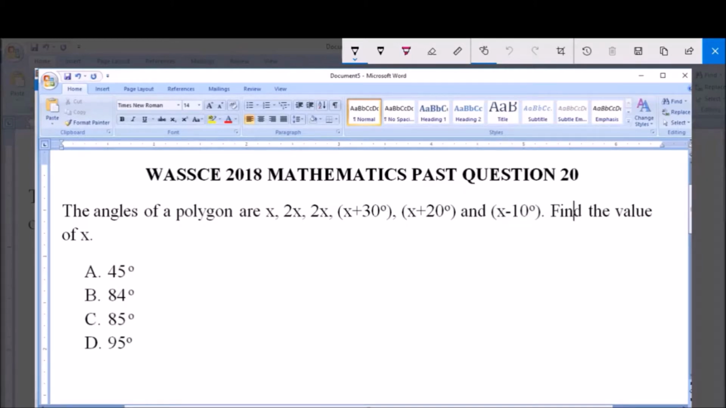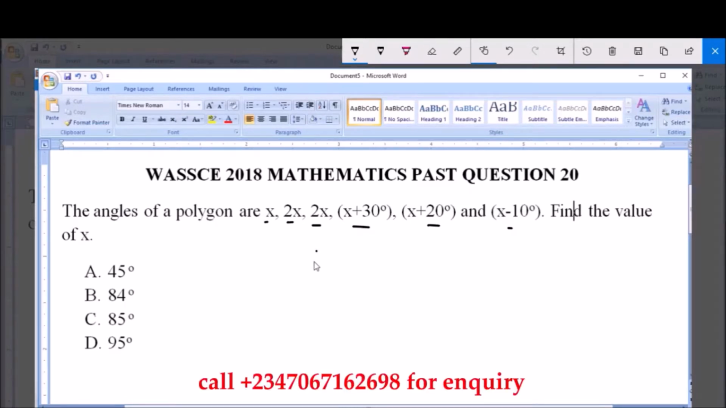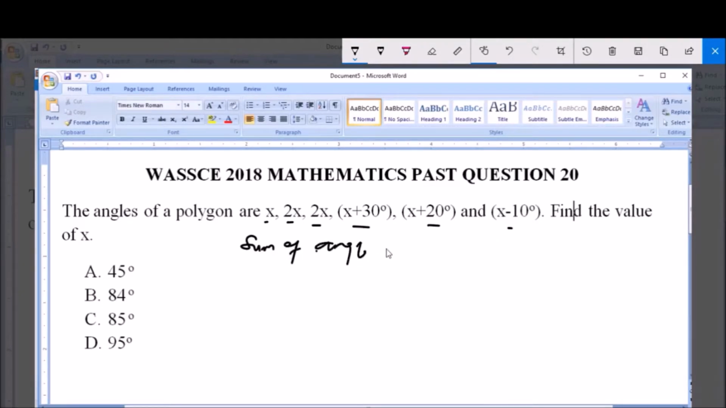Now looking at this polygon, since the polygon has 1, 2, 3, 4, 5, 6 angles, it means that this polygon has what? 6 sides. So it's a 6-sided polygon, and from this we can determine the sum of angles of this polygon using the formula that says sum of angles of a polygon is equal to n minus 2 multiplied by 180 degree, and we have that the number of sides of this polygon is 6, so we can simply say 6 minus 2 multiplied by 180 degree, and this is equal to 4 multiplied by 180 degree, which is equal to 720 degree. So this is the sum of the interior angles of this polygon.